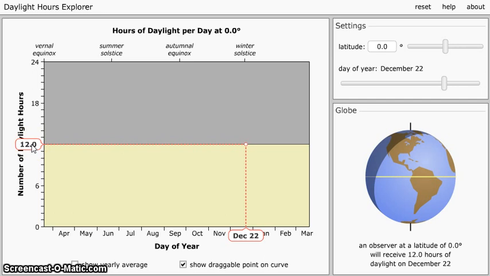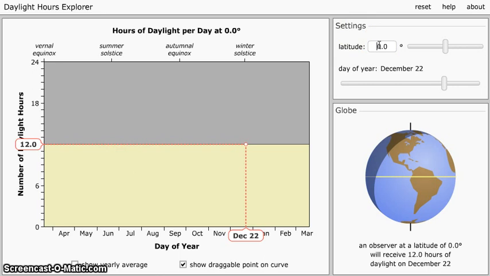Okay, to calculate the range, well, the biggest number that you just recorded for 0 degrees was 12 hours. And the smallest number that you just recorded was 12 hours. And 12 minus 12 is 0. So your range at 0 degrees is 0. And that just says that your number of daylight hours does not vary, does not change over the course of the year if you're living at the equator.